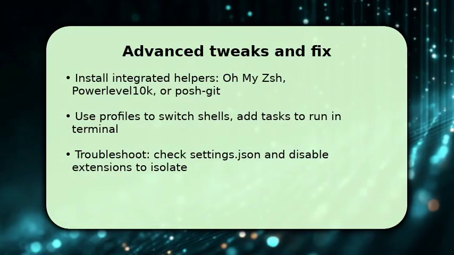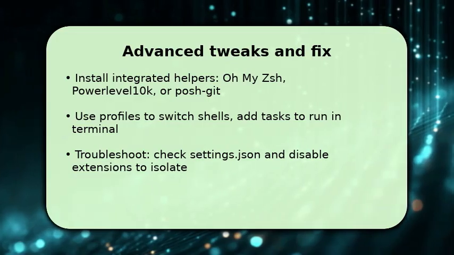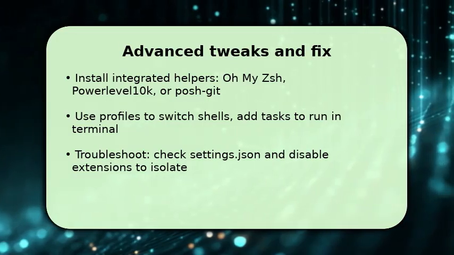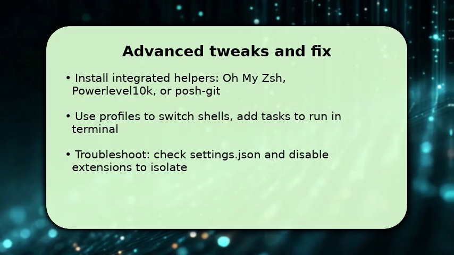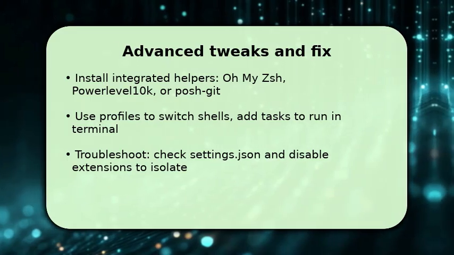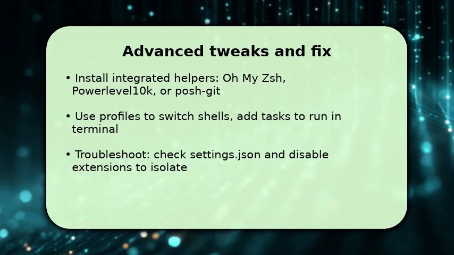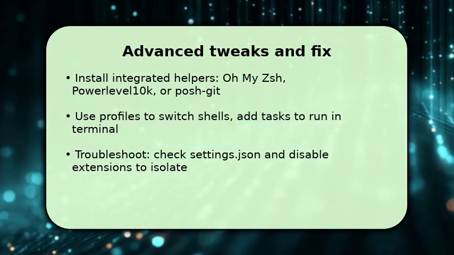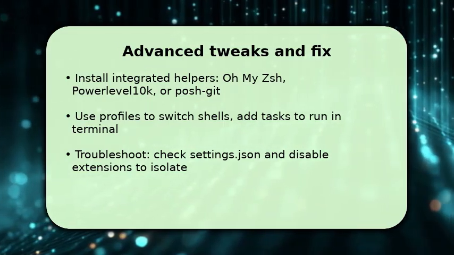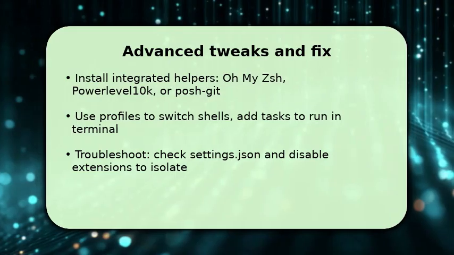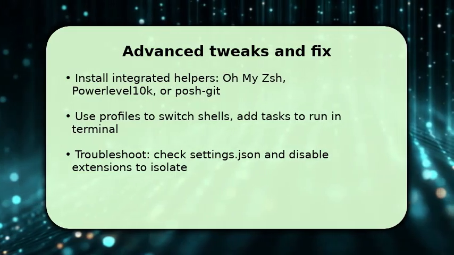Finish with advanced tweaks. Add a prompt framework like Oh My Zsh or Powerlevel10k, or posh-git for PowerShell, to get informative prompts. Create terminal profiles to switch quickly between shells and add tasks that launch commands in a terminal instance. Set up environment-specific settings in .vscode/settings.json for per-project consistency.